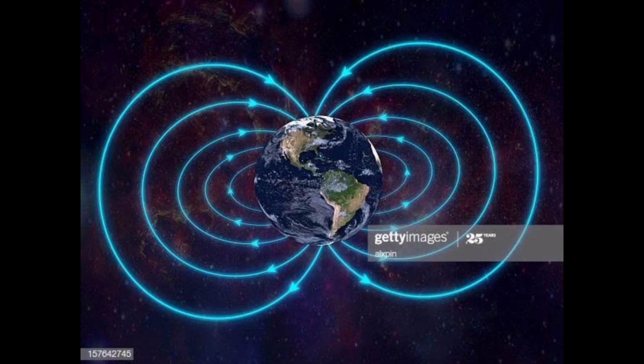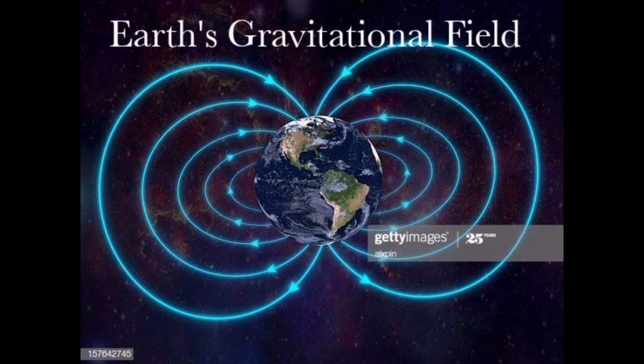Here a field is a vector quantity and it is represented by an arrow. Now you see this is the picture of the Earth's gravitational field, and you see the arrows pointing towards the ground, which means gravity always acts downwards.